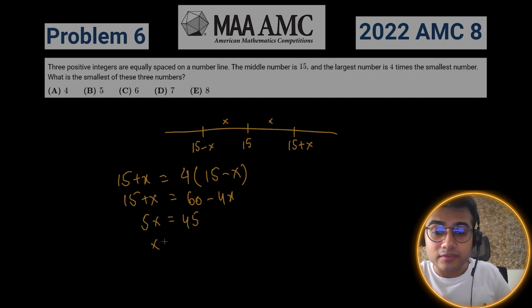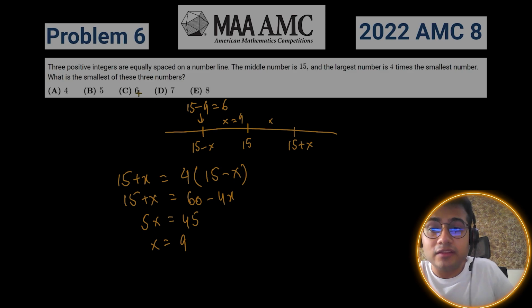So x equals 9. By the way, what is x? The distance between the numbers. So if this is 15 and x is 9, that means the smallest number is 15 minus 9, which is 6. So the answer is C.